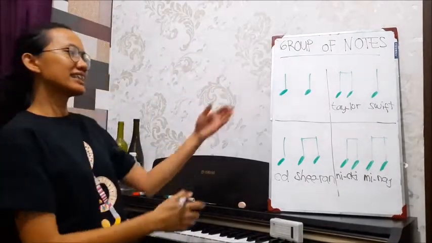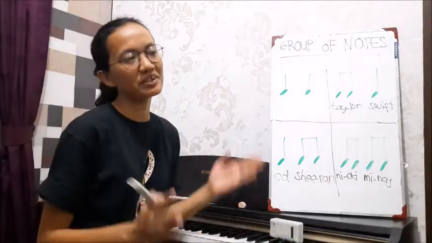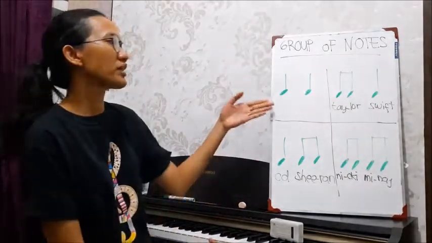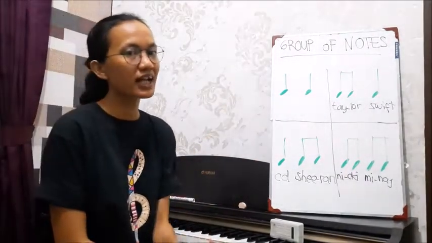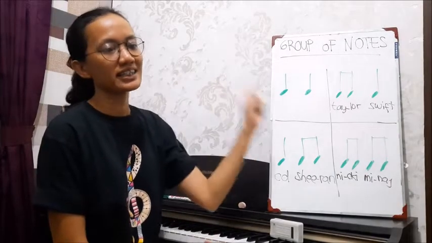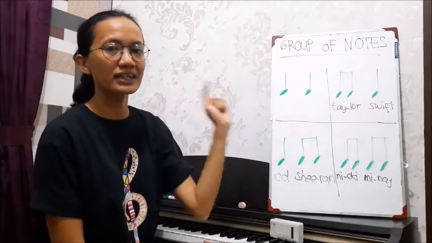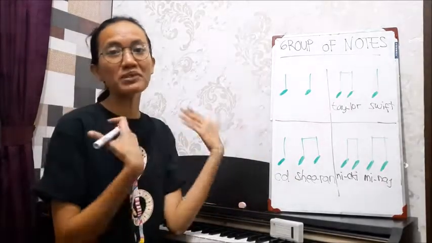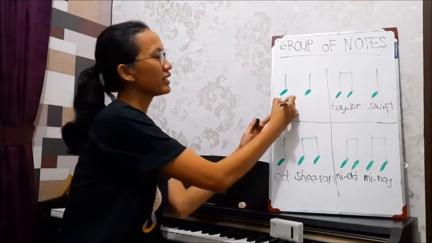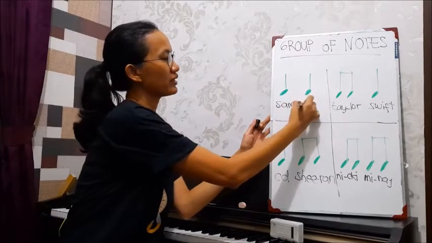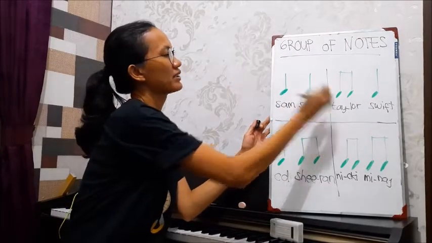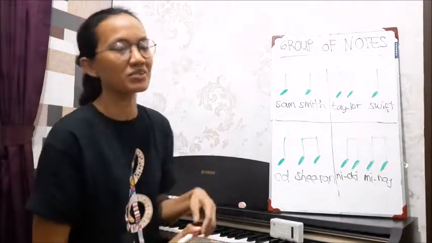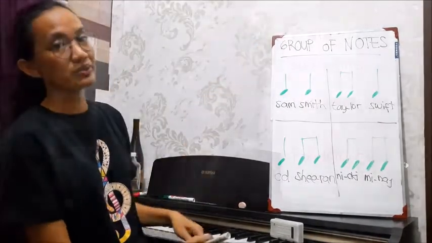And then the first one, of course, it will rhyme with the first group. Can you guess any name of a musician that will rhyme with the first group of notes? Ta ta ta ta ta ta. Let's say Sam Smith. Sam Smith. Those are the examples of names of musicians that rhyme with those four groups of notes.